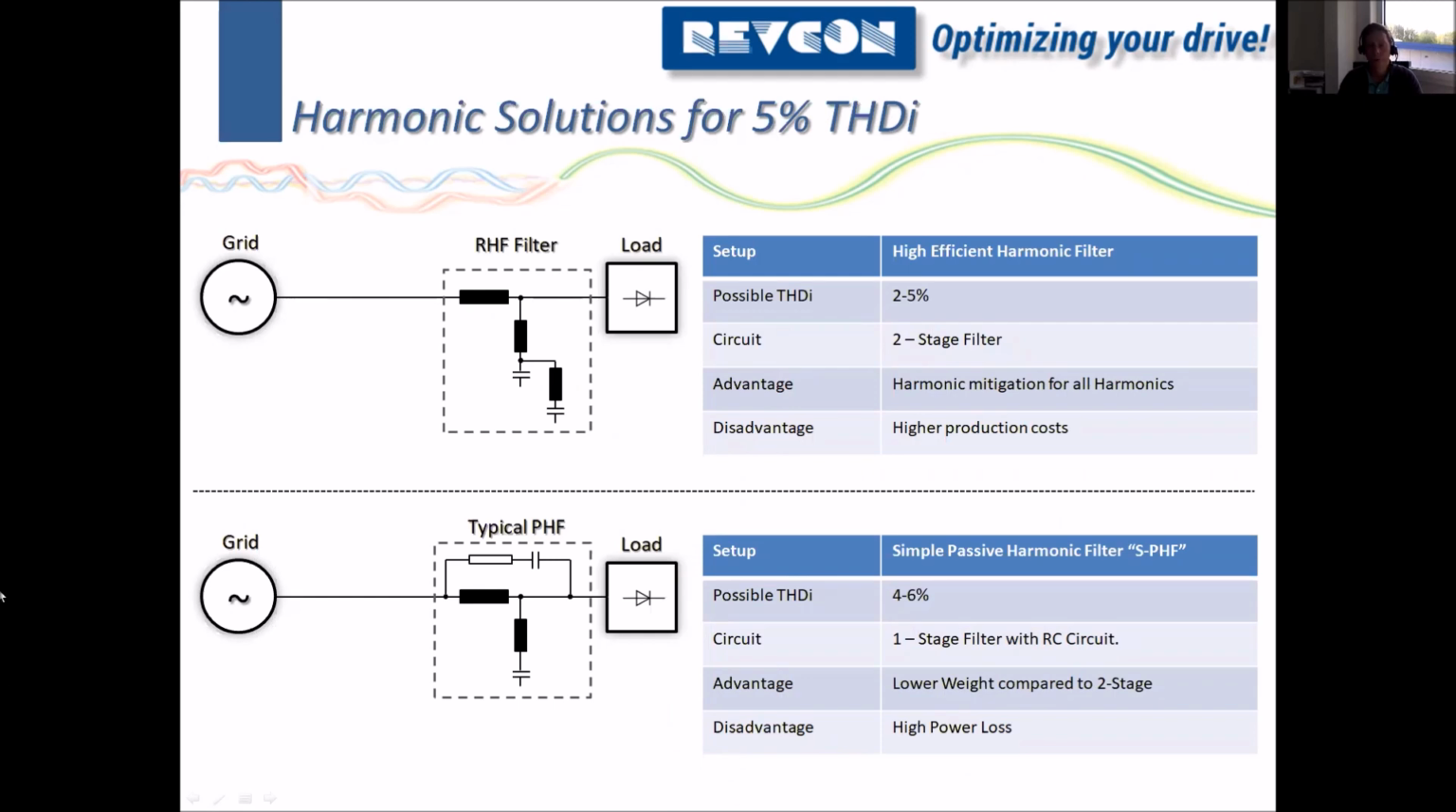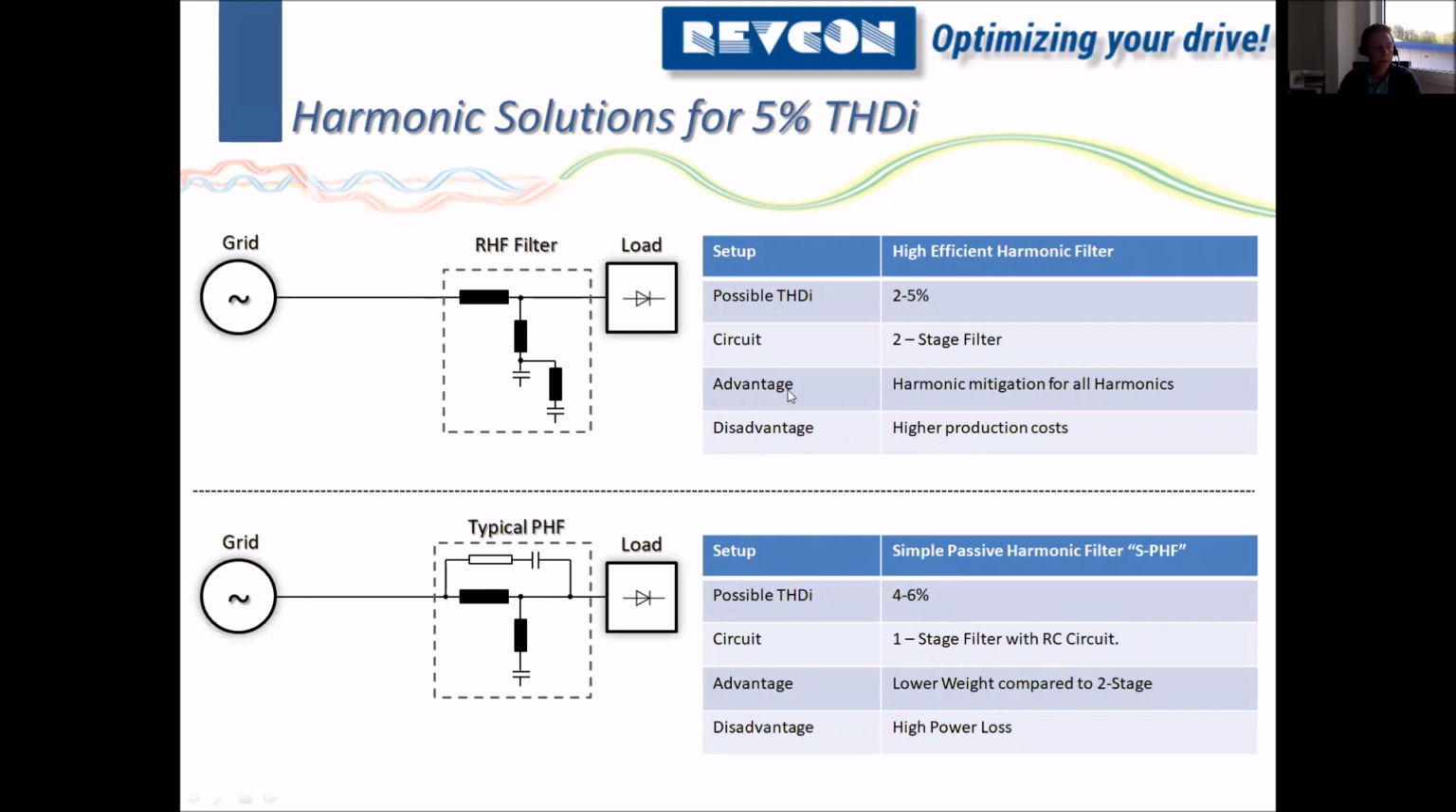Okay, so how does the other one get down to 5% THDI, if they do? I've chosen one brand which typically reaches below 5%. What they typically do is add an RC circuit to the single stage filter. When we do 5%, we just increase the values on this choke to get down to 5%, which works perfectly well for us. This is the main difference of these two setups.